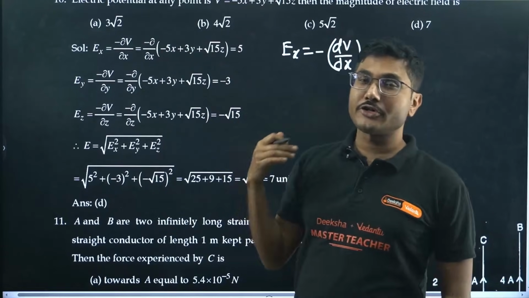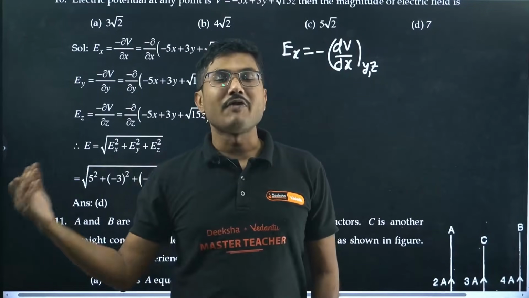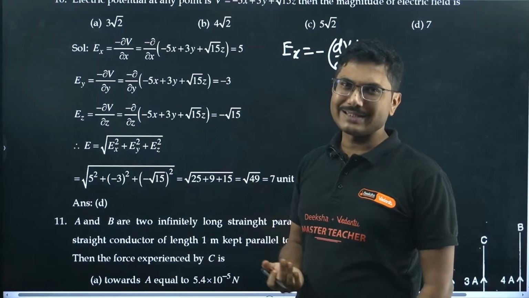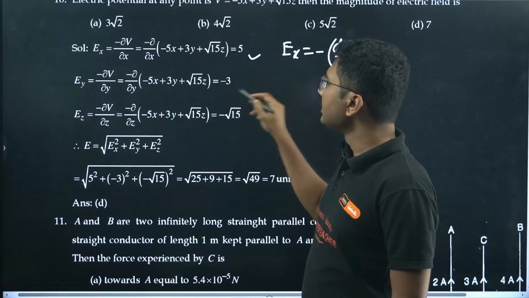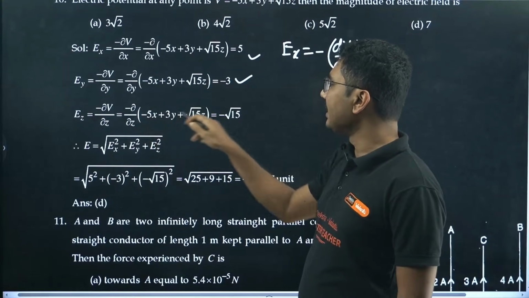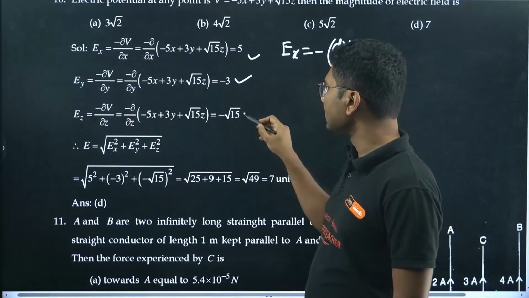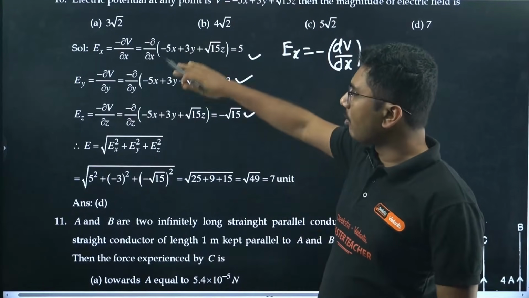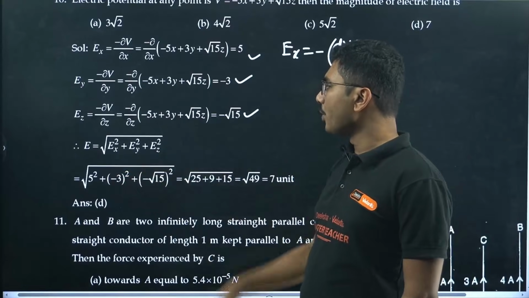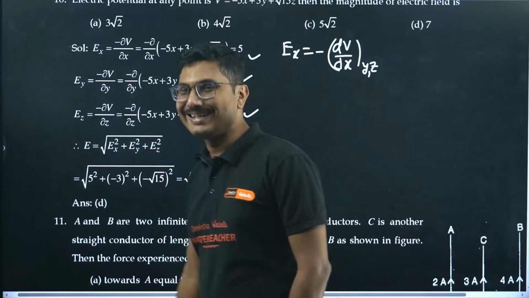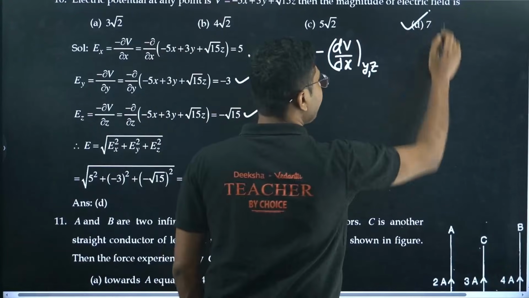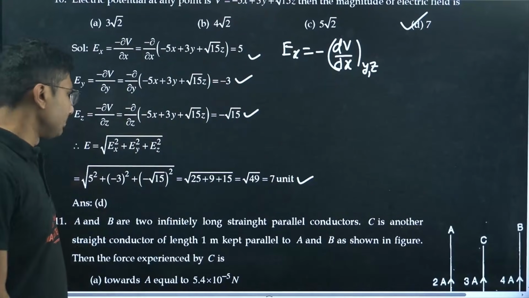What is the differentiation of 5x? d/dx of 5x is 5, right? So minus minus plus, you get 5 over here. Similarly, d/dy of 3y, you get minus 3, and d/dz of the square root of 15 z, you get minus square root of 15. So you get all three components. Once you calculate all three components, you just need to take the square of them, add them, and finally take the square root. You get 7 units as your answer. So option D is the correct answer for this question.